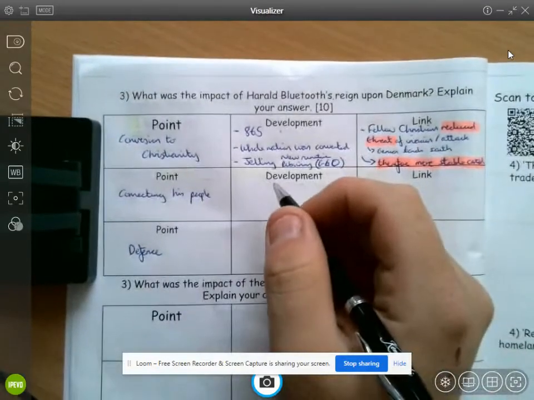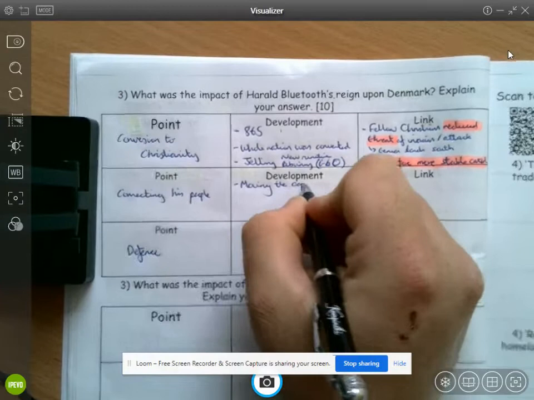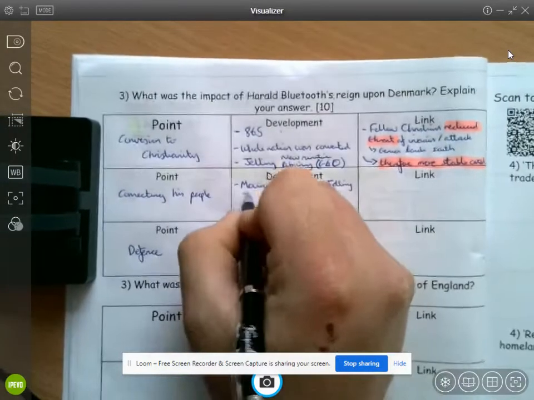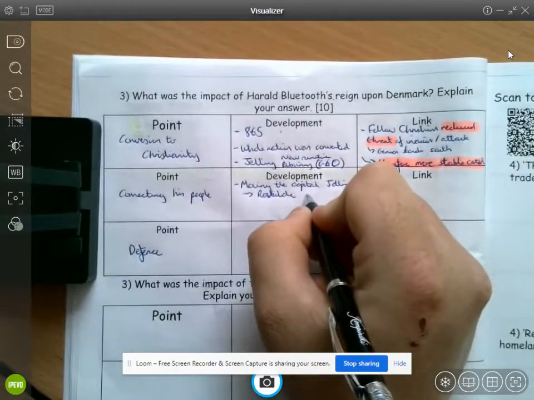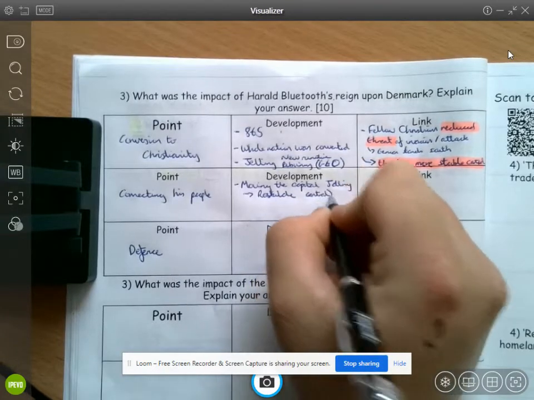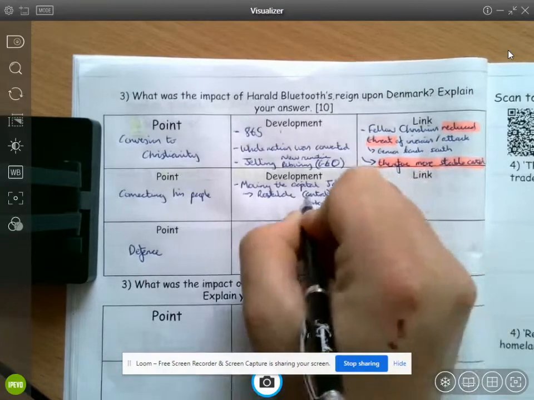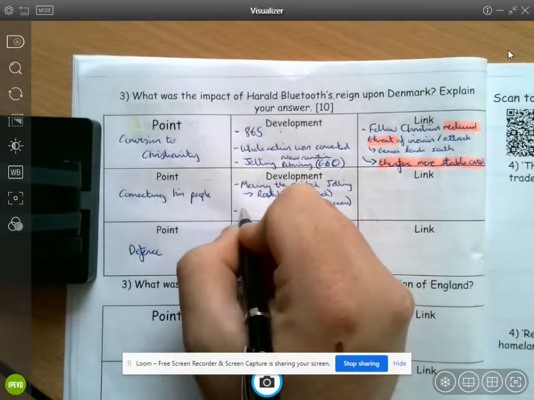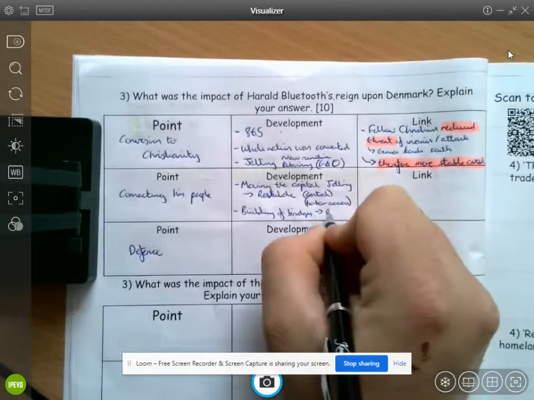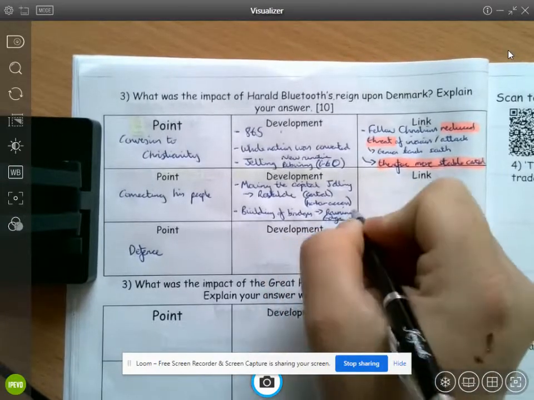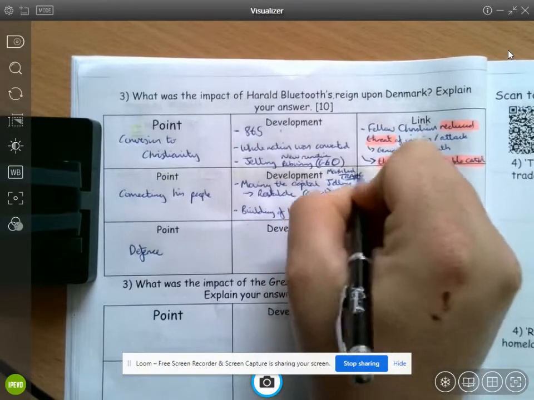The next one is about connecting his people. Now, Harold Bluetooth does a lot of things to connect his people. We could talk about moving the capital from Jelling to Roskilde. The reason for this is to do with his more central position. Also to do with the fact that it has a full harbour, so it has harbour access. So he connects his people through that. You could also argue he connects his people through the building of bridges, particularly the one at Ravning Enge. I'll put an arrow up here just for a bit more space. That goes across marshland, and it improves trade. It connects people and it improves trade.